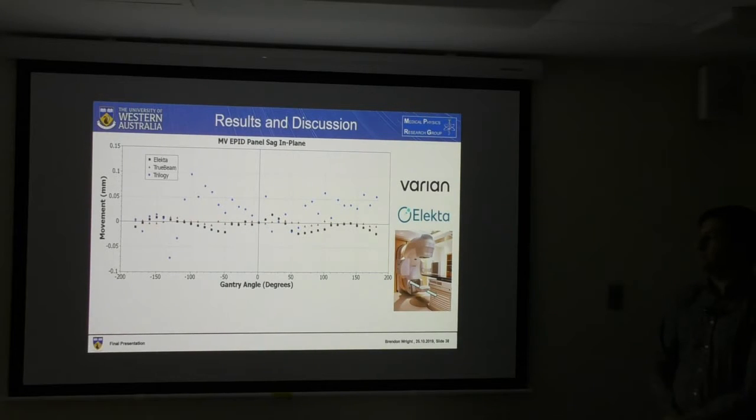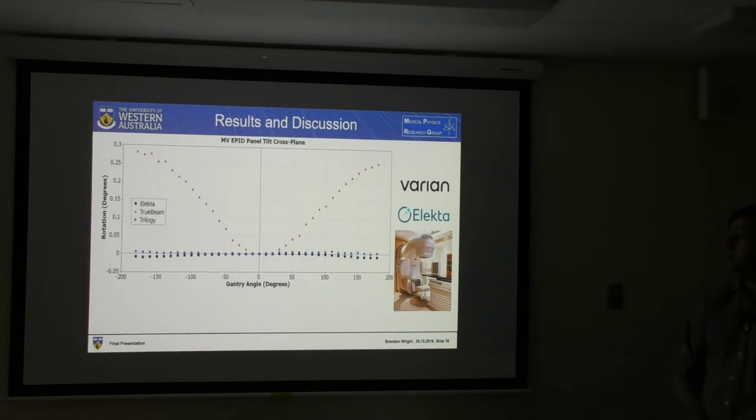However, there's less of a trend that can be displayed across all three data sets, and once again it's worth noting that the overall movement encountered is relatively small. For the tilt in the crossplane, this is actually reversed. The TrueBeam was the worst performing, and the Trilogy was the best performing.